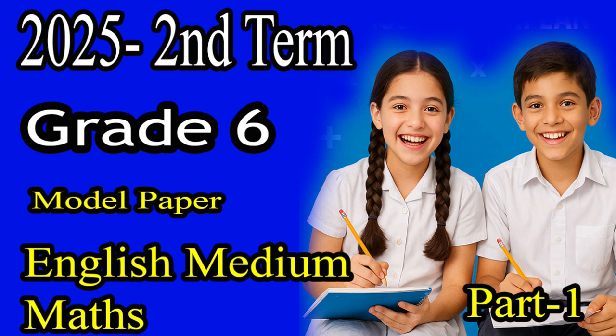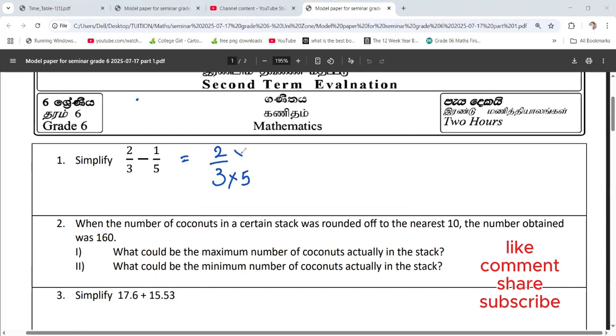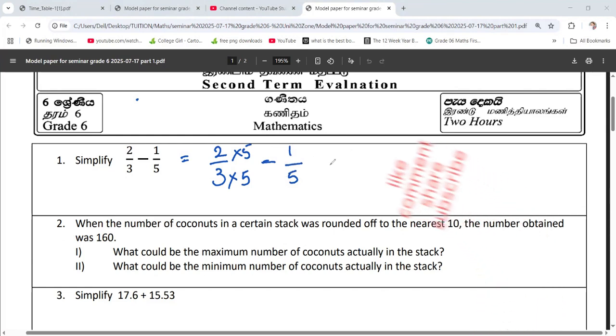This is the first part of the second term question paper. Here you have 20 questions, and you have to answer all of them. So let's see. This is a fraction. When you have this kind of a fraction, you have to make a common denominator. For that, I'm going to multiply this 2 over 3, both the numerator and the denominator, by 5, and 1 over 5 by 3, because I can make the common denominator, which is 15.